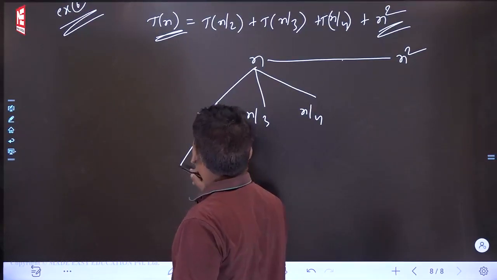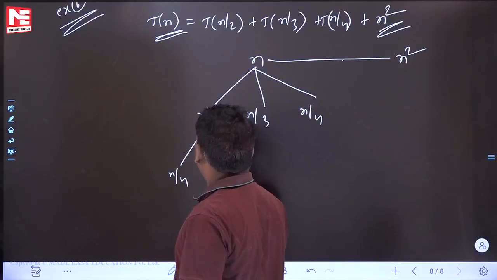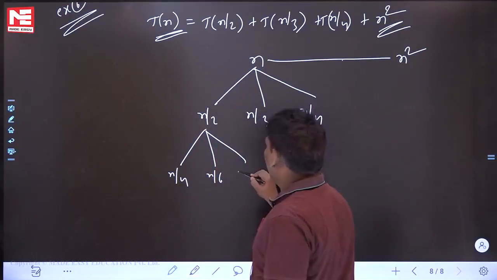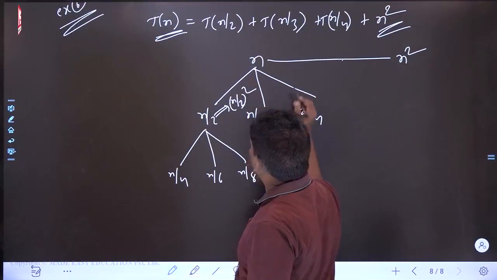What is the answer? 1 by 2, 1 by 3, 1 by 4. 1 by 2, what is the answer? n by 4. 1 by 3, n by 6. 1 by 4, n by 8. This is going to be squared: n by 2 whole square.